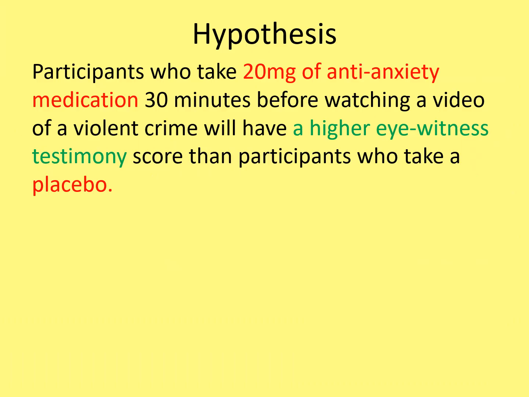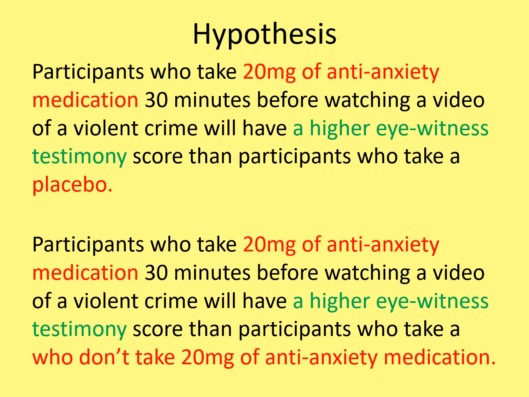Now, it doesn't ask you for a hypothesis, so you don't have to write a hypothesis, but if you are good at writing them, it might be an idea to write one after you put the variables, because it just really sets out to the examiner what your prediction is about what's going to happen. So the hypothesis here, the conditions of the IV are in red and the DV is in green. So it says participants who take 20 milligrams of anti-anxiety medication 30 minutes before watching a video of a violent crime will have a higher eyewitness testimony score than participants who take a placebo. And again, that one is exactly the same. It's just saying about people who do take medication or people who don't. So if it doesn't ask for a hypothesis, you don't have to. But if you've got time, then it might be an idea to do it, because it will really help you and the examiner see what you're trying to do.